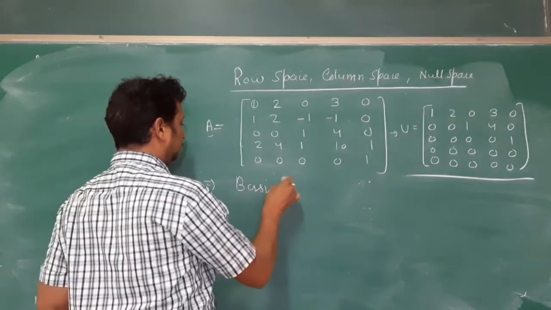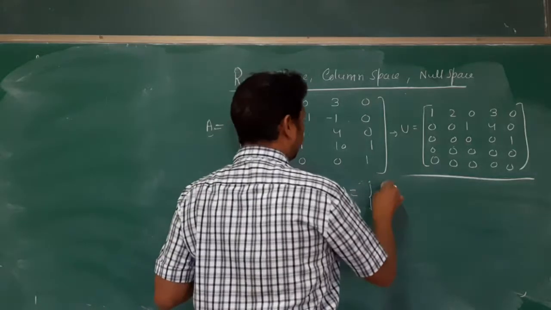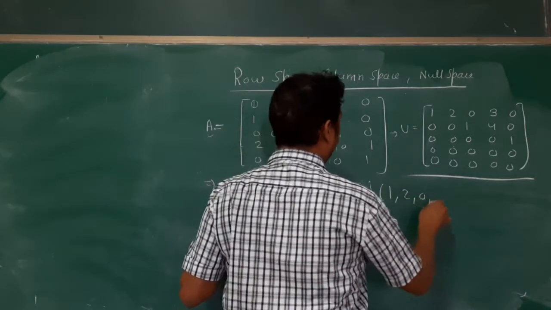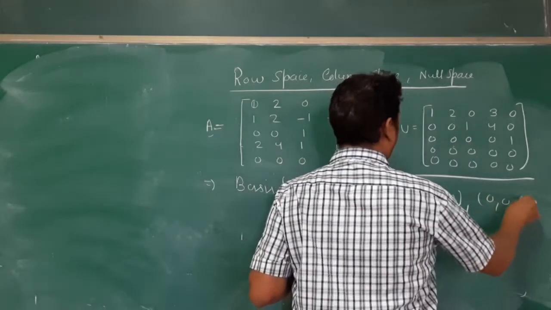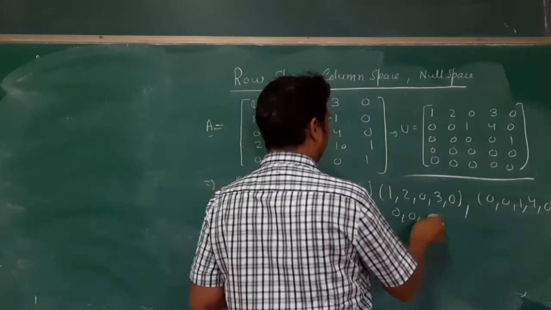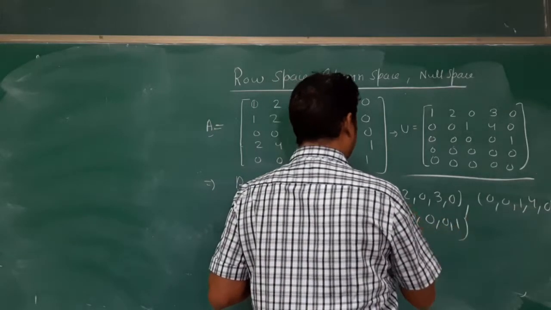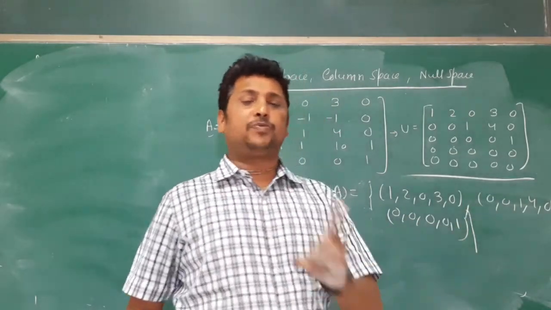Basis for the array is 1, 2, 0, 3, 0. First factor. What is second? 0, 0, 1, 4, 0. What is third factor? 0, 0, 0, 0, 1. These three elements, three rows, form the basis for the row space.